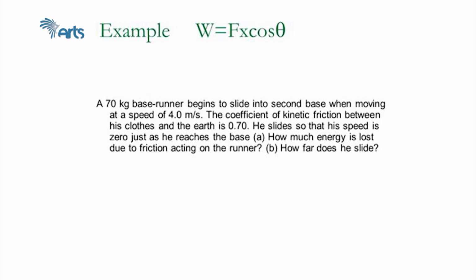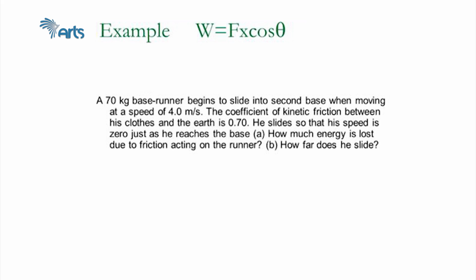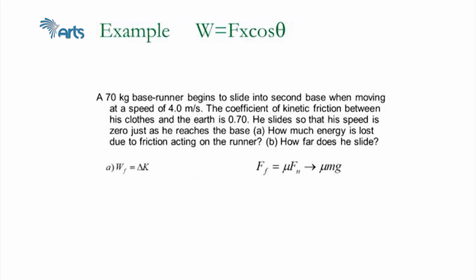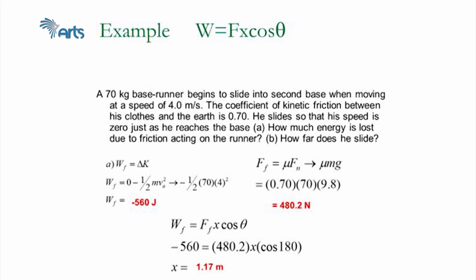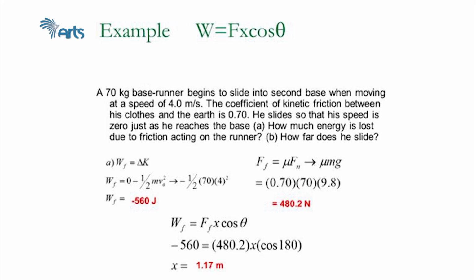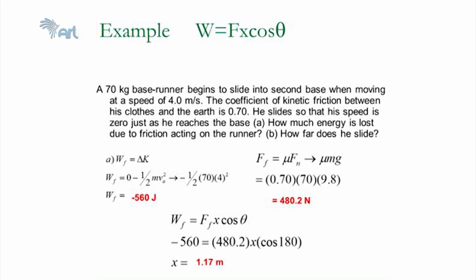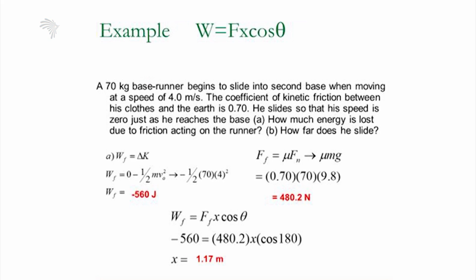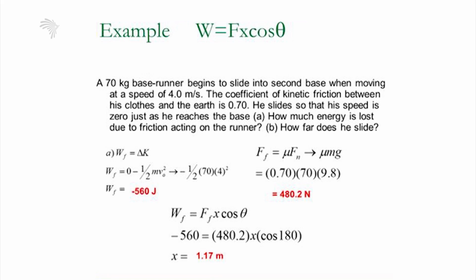So the first question is, how much energy is lost due to friction acting on the runner? And the second one is, how far does he slide? So to calculate the amount of energy lost due to friction, we can apply the work energy theorem. So work done by friction is the same as the change in kinetic energy. Since he finally stops and his speed is 0, there is no final kinetic energy, but initially he was just moving with a speed of 4 meters per second, and we know the mass of this runner.